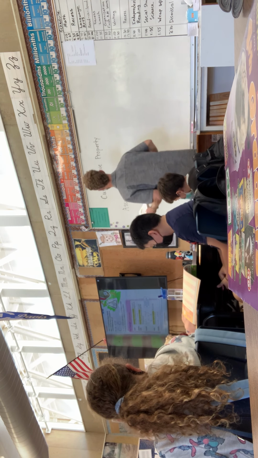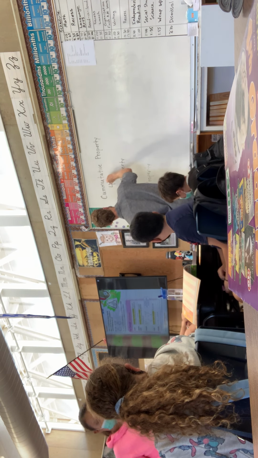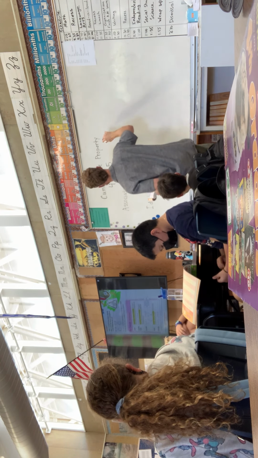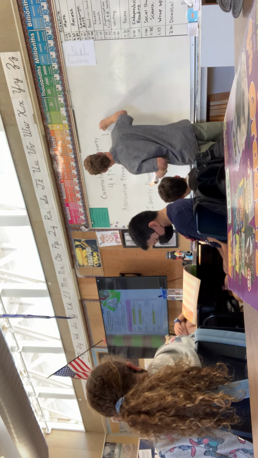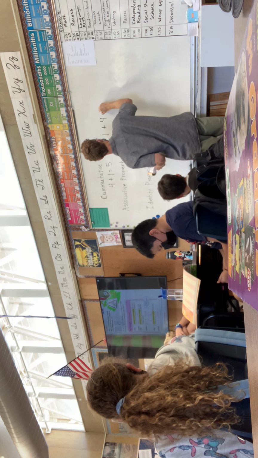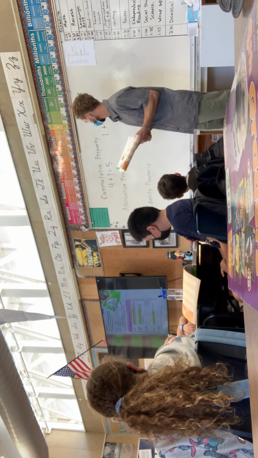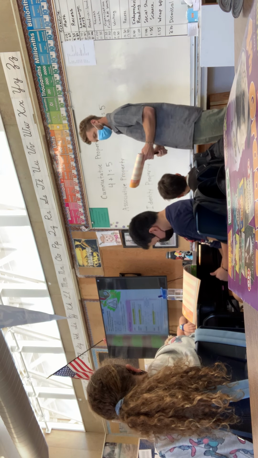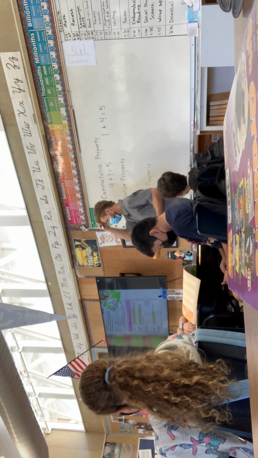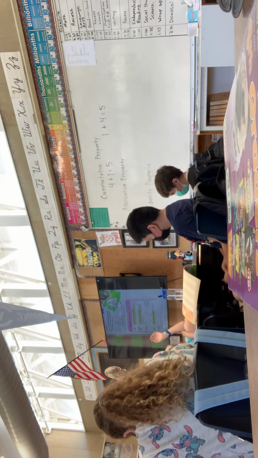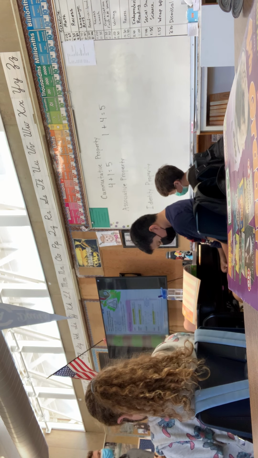So for example, 4 plus 1 equals 5 is the same thing as 1 plus 4 equals 5. That's an example of the commutative property. Does that sound right to you guys? Yes. It's right here. Yeah, exactly. So you guys can kind of follow along as I go.